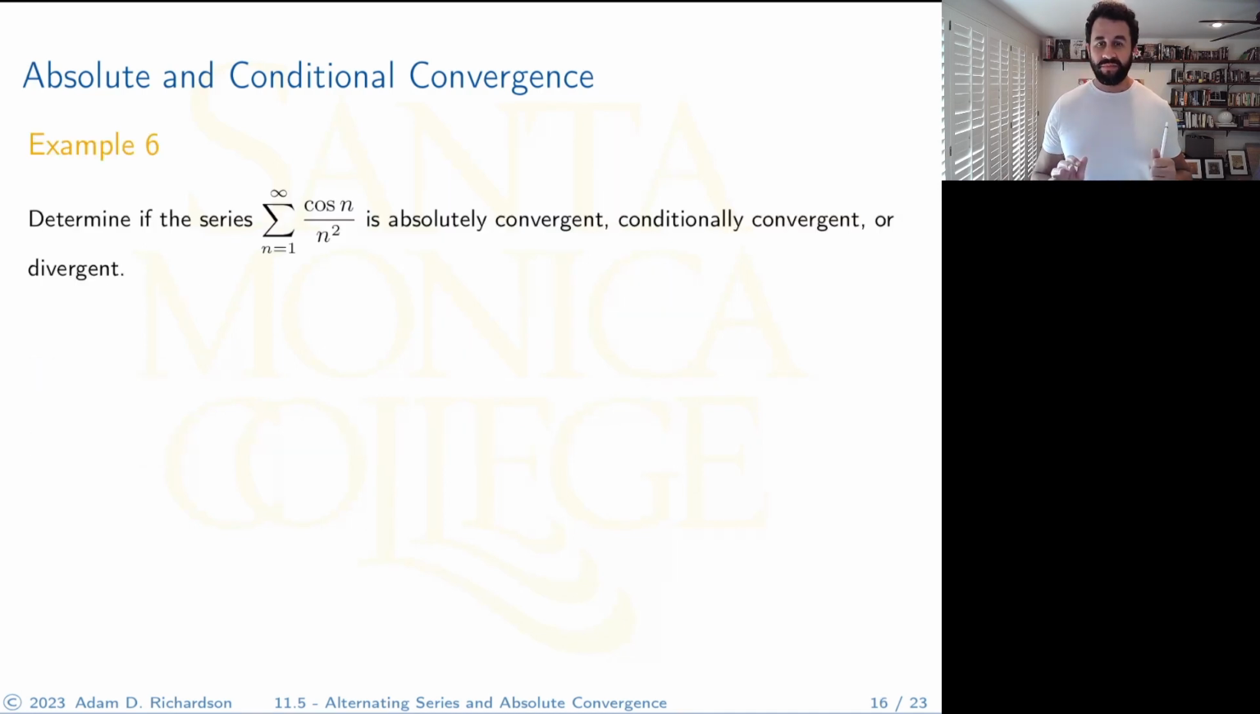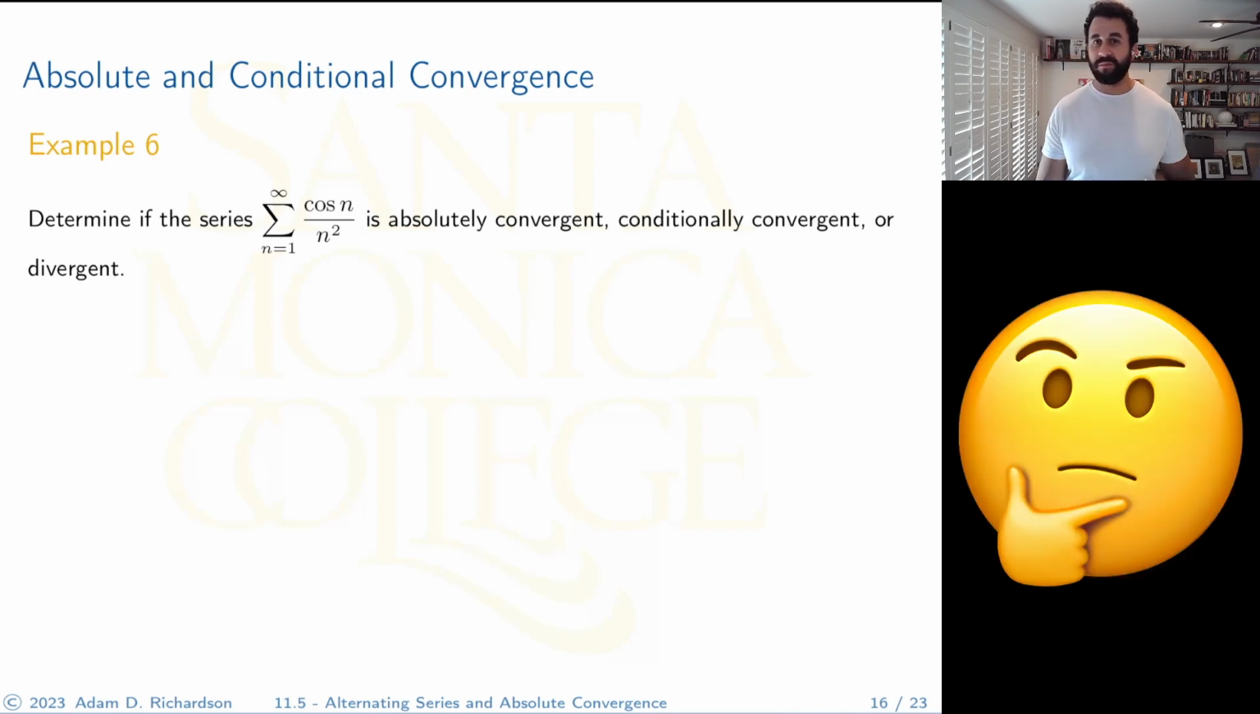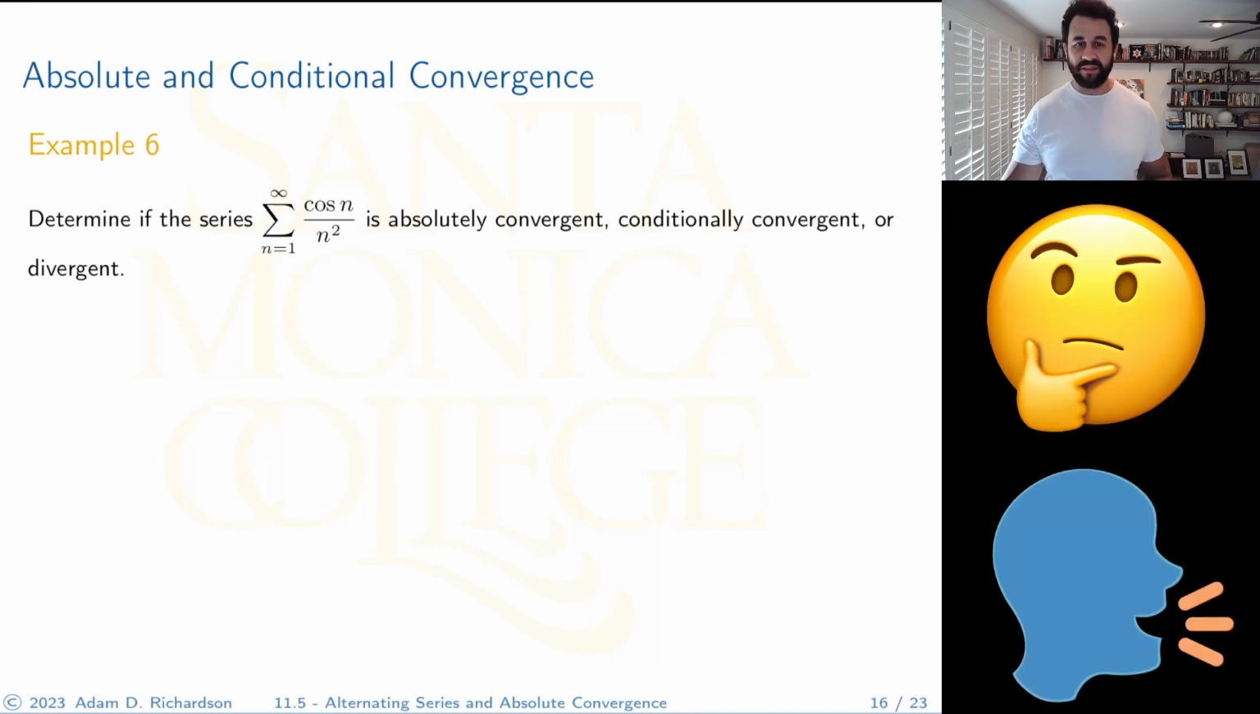All right, now, here is one that I want you all to try on your own at home. I want you to determine if the series given here is absolutely convergent, conditionally convergent, or divergent. It takes a couple of steps, so you might have to take a couple of minutes to do it, but first think about how you might approach it. And then say something out loud to yourself about how you might try to prove one of these three. What are you going to try first?